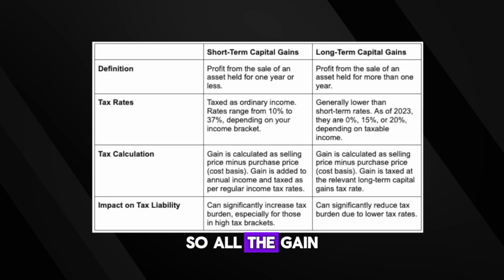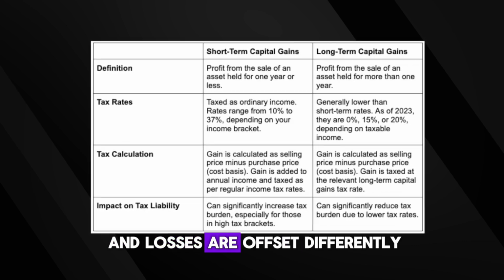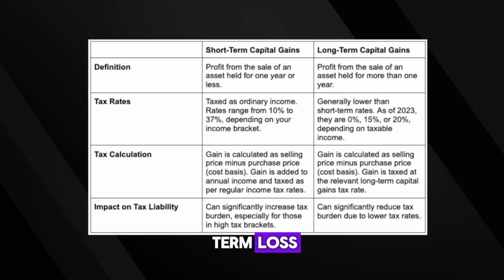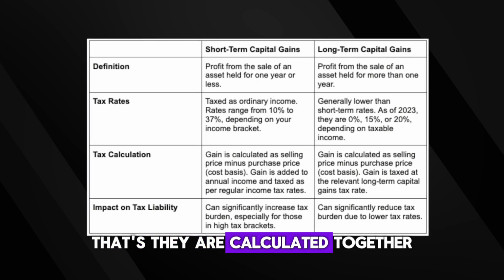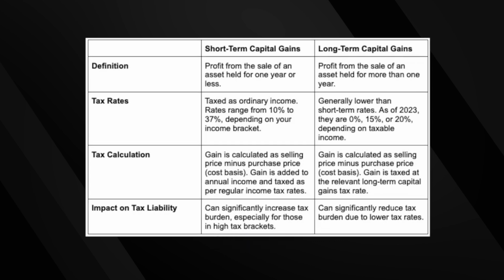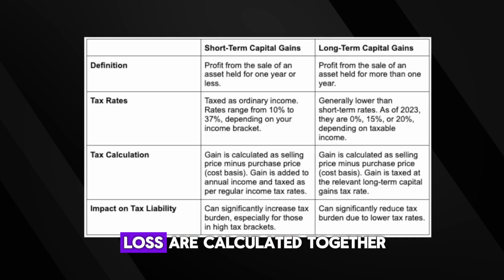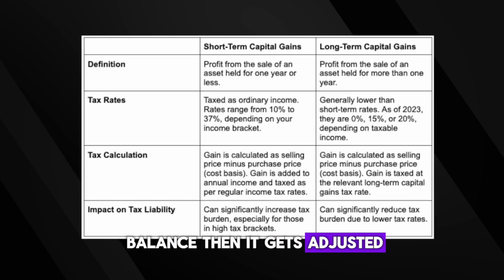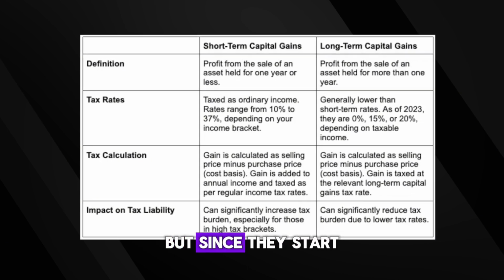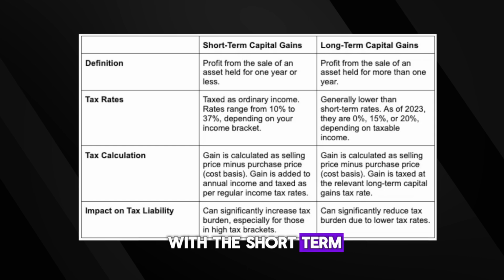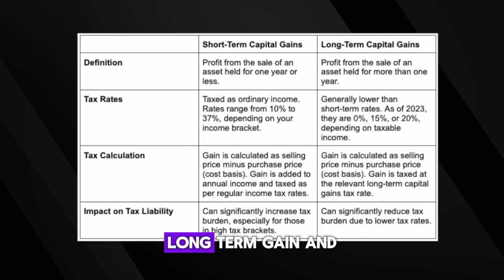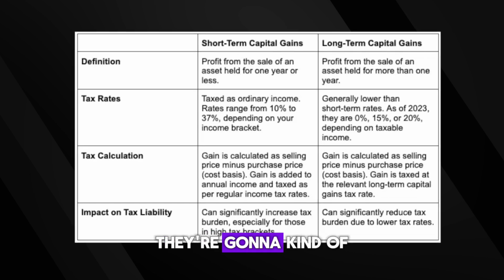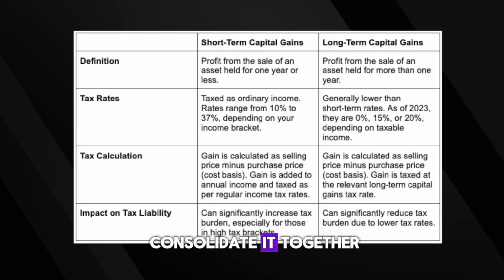So all the gains and losses are offset differently. If you have a short term gain and a short term loss, they are calculated together, and the long term gain and long term loss are calculated together. If there is a balance, then it gets adjusted. They start with short term gain and loss, long term gain and loss, and then once there's a balance, they consolidate it together.